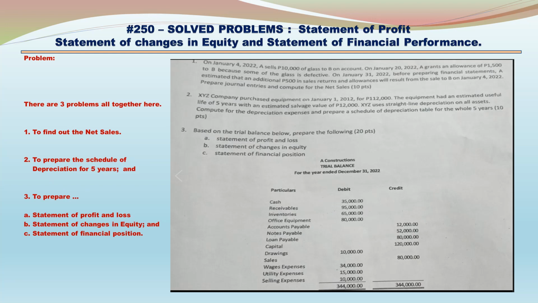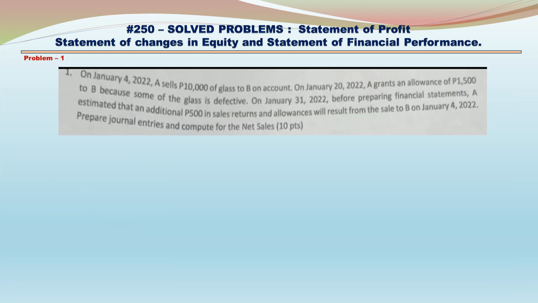And problem 3. To prepare A. Statement of profit and loss, B. Statement of changes in equity, and C. Statement of financial position. Problem 1. On January 4, 2022, A sells 10,000 of glass to B on account.